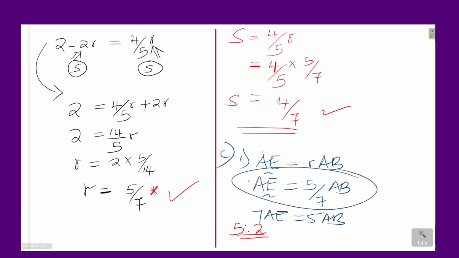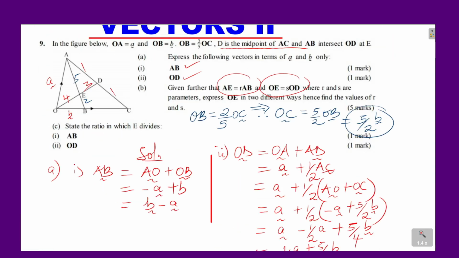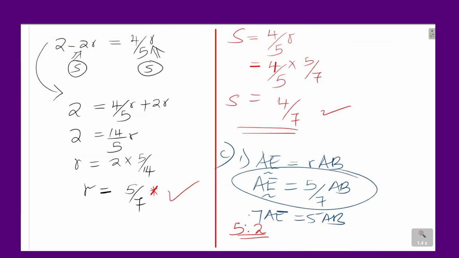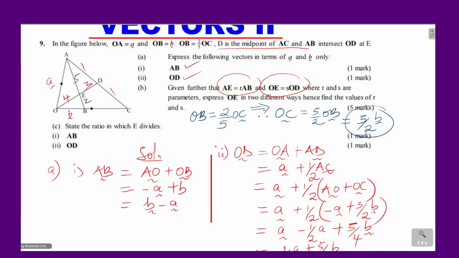And the other one, E divides AB in the ratio 5:2. So that is how we're supposed to solve that question.